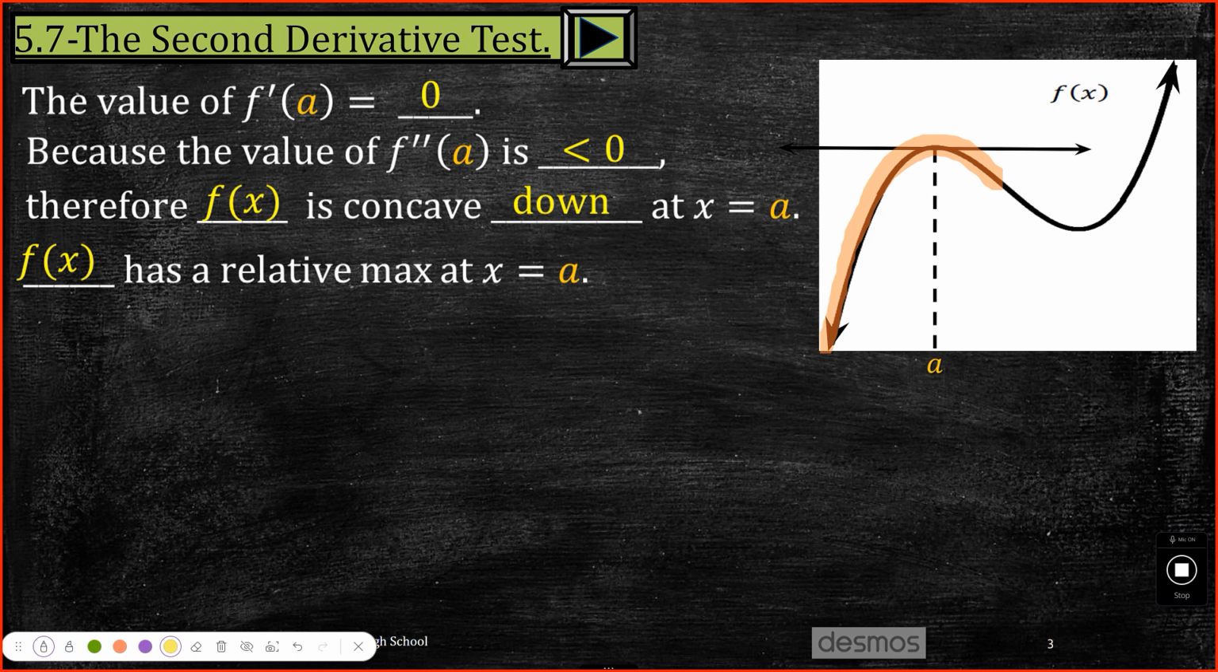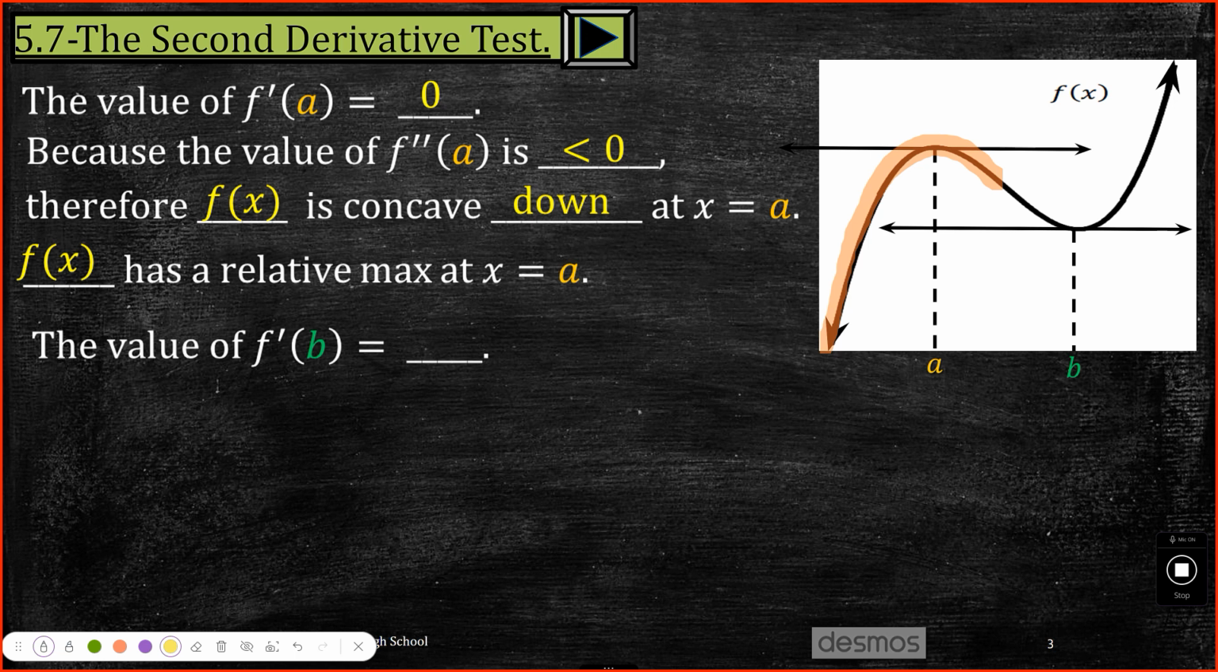We'll do the same thing for the other one. The value of f prime at b is equal to what? Anybody? 0. The value of f prime at b is equal to 0 because the value of f double prime of b is what?